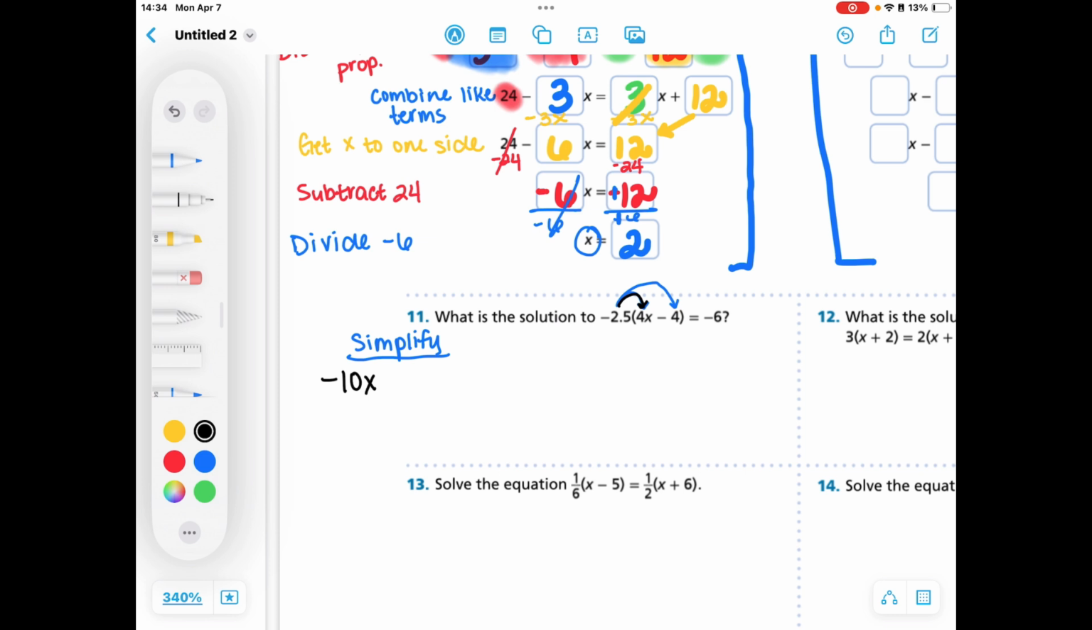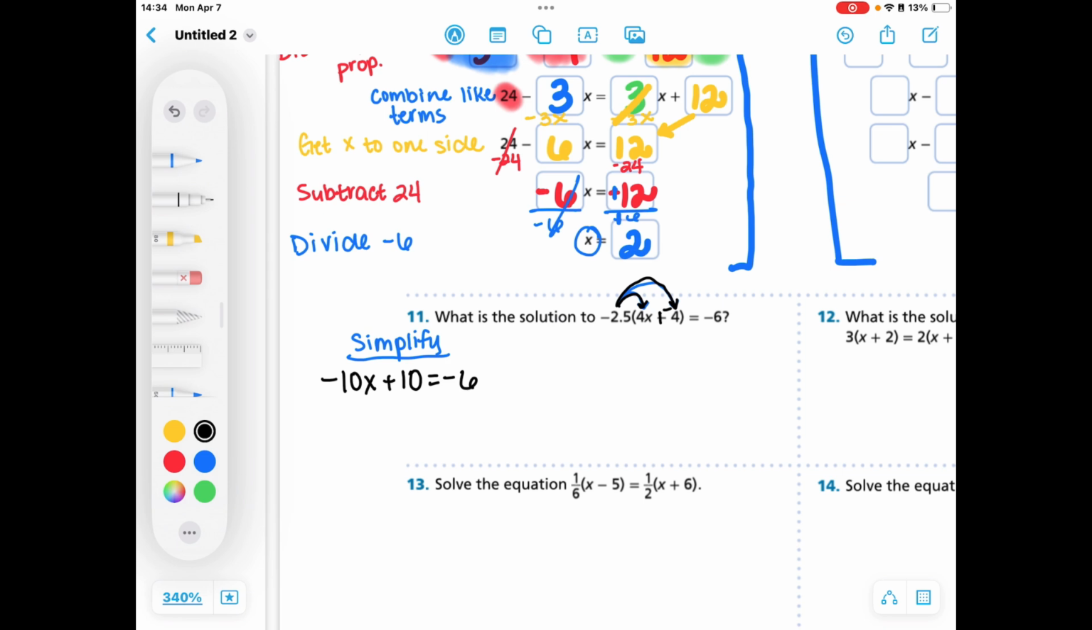We keep the x with us. Negative 2.5 times a negative 4. Because keep in mind, this minus sign can just be plus a negative. That is just going to give us a positive 10. There is no x, so I don't need to include that. Equals a negative 6 because I haven't done anything else with it. Just double checking my work here. Negative 10x plus 10 equals negative 6.